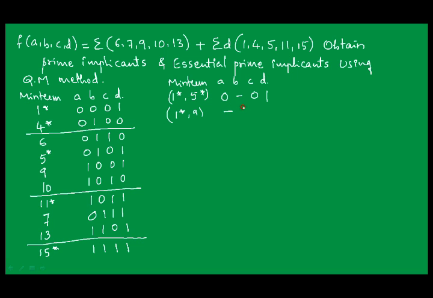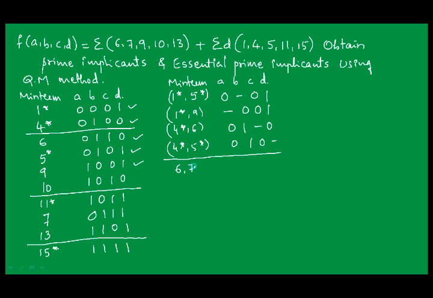Solve, you also solve along with me. 4 6 gives 0 1 dash 0. Put the tick mark on 1, 1 5, 1 9, 4 6. Go on putting the tick marks. Then 4 star 5 star gives 0 1 0 dash. So this is the first group in a new table.